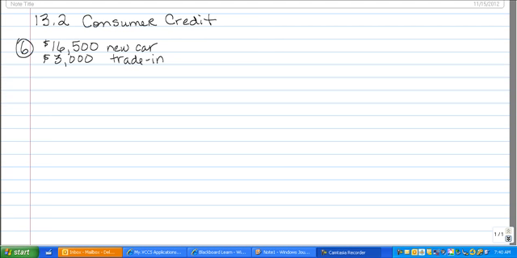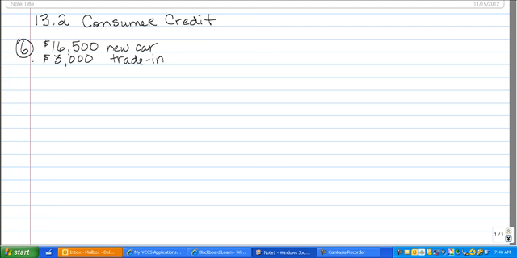The directions say, suppose you want to buy a new car that costs $16,500. You have no cash, only your old car, which is worth $3,000 as a trade-in. So the new car is costing $16,500 and we have a trade-in of $3,000. Now we have a series of questions in numbers 6 through 10 which we'll work through relating to this new car purchase. So number 6 says, how much do you need to finance to buy the new car?